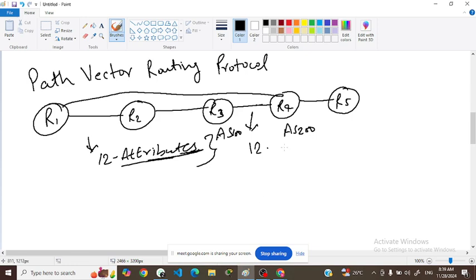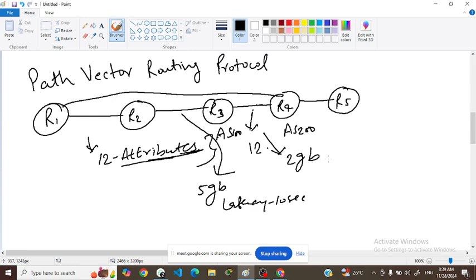Okay. Guys, is my screen visible? Yes, sir, received. Okay, suppose that the bandwidth here is 2 GB and here 5 GB, and suppose latency is 10 seconds, here 2 seconds.